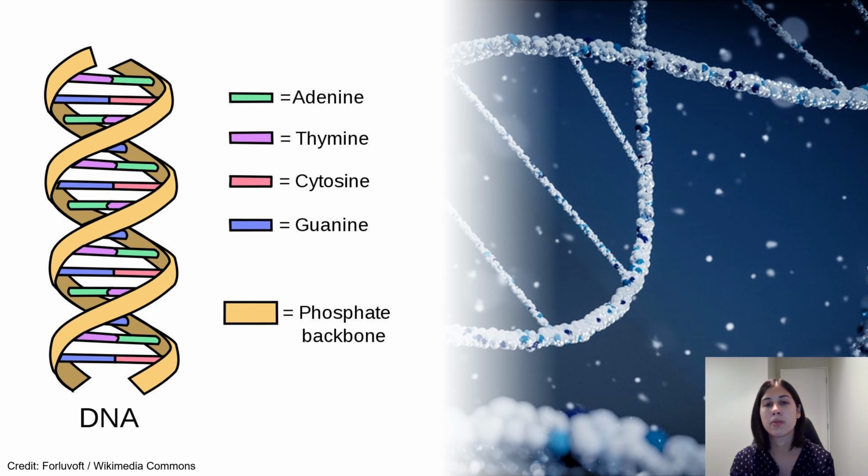All DNA is made up of the same 4 basic molecules, or nucleotides, and the order of these molecules is called the DNA sequence. It's this sequence that determines the types of proteins that are made by each cell in the body.